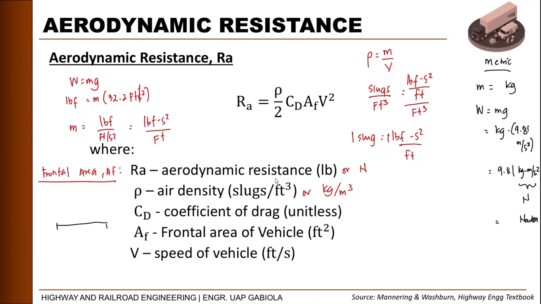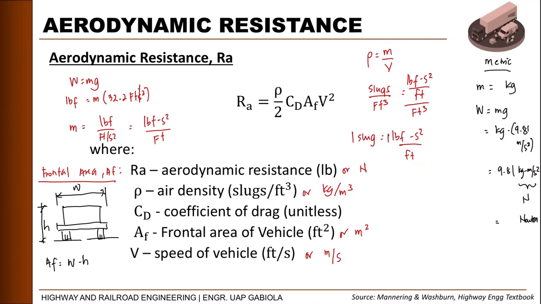Halimbawa, we have a car, no? Halimbawa, ito yung car natin. Okay. So yung frontal area natin is kung ano man yung width ng vehicle natin and yung kanyang height. Approximately yung AF natin is equal sa width times yung height ng mismong vehicle natin. Ayan. So that is in feet square, or in metric, siya ay meter square. Then we have yung speed ng vehicle in feet per second or meter per second para sa metric.